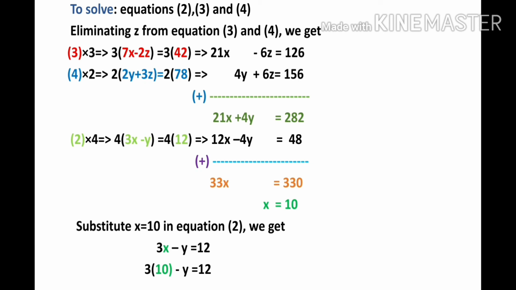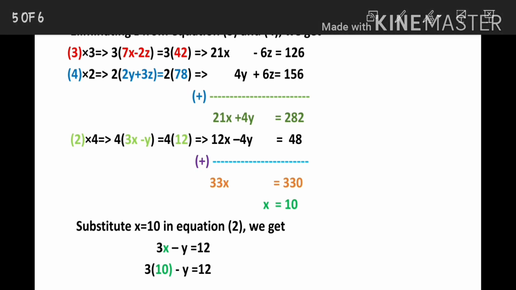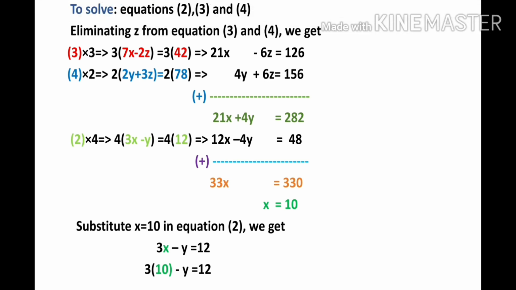Then I multiply the fourth equation by 2. Fourth equation is written in blue color. This fourth equation is multiplied by 2 on both sides. So multiply 2 inside. What happens? 2 into 2, 4y. Then 2 into plus 3z, 2 3s are 6z. Then 2 into 78, 156.